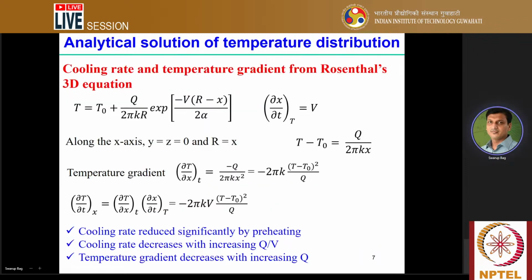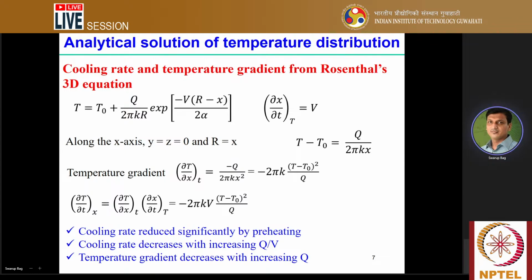Now, the most important thing is: if we assume Rosenthal's 3D steady state equation, how do we calculate the cooling rate and temperature gradient from it? Here we have written the solution of the heat conduction equation with particular assumptions: T equal to T0 plus Q by twice pi Kr, exponential of minus V into (r minus x) by 2 alpha. Here, we assume the heat source is moving along the X direction. So we consider the partial derivative del x by del t, keeping the other variables constant. Del x by del t indicates the velocity, equal to V. We normally use dx by dt equal to the velocity component, so that's why we consider this as V.